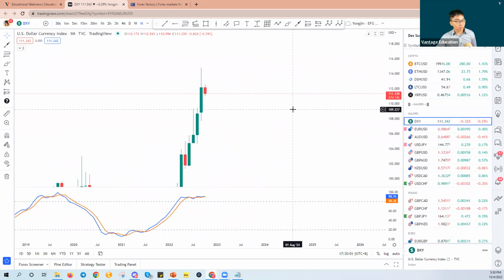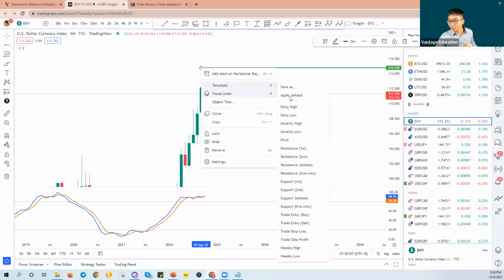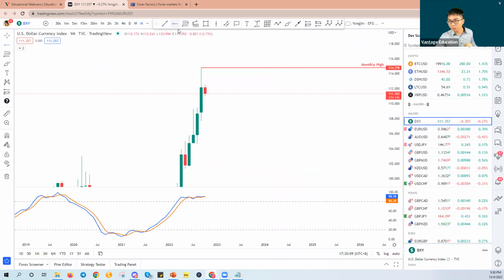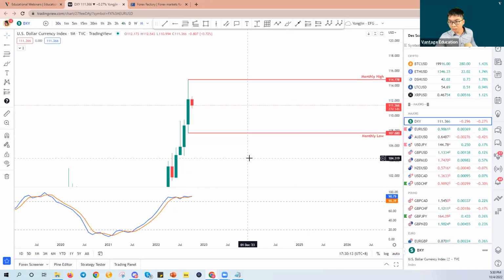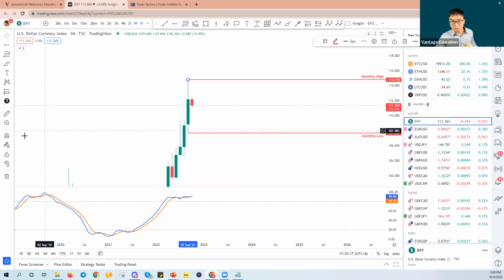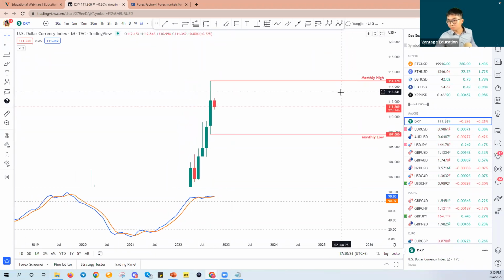As I mentioned in the past few webinars, I always like to draw the monthly highs. I'll do a quick one today, and the monthly lows. Okay, how do I get the thing to stick to the wicks? Well, there is the magnet tool. You can use that. And I already have my templates ready.